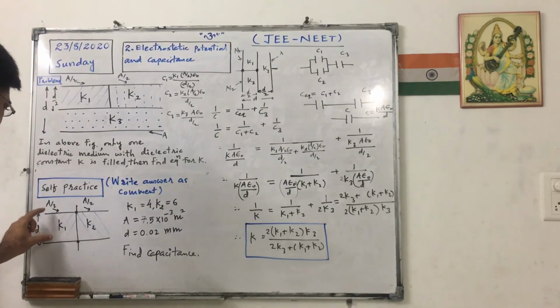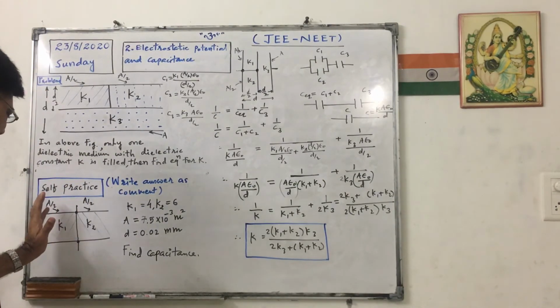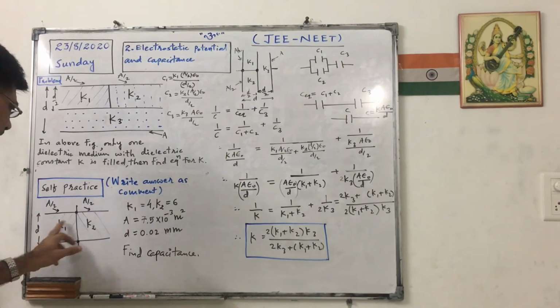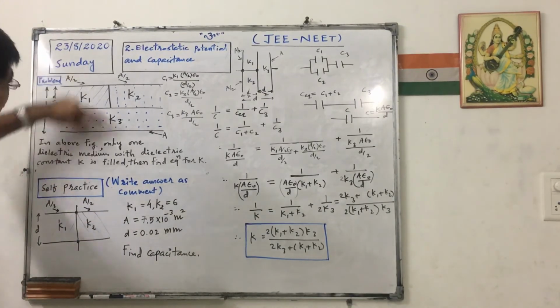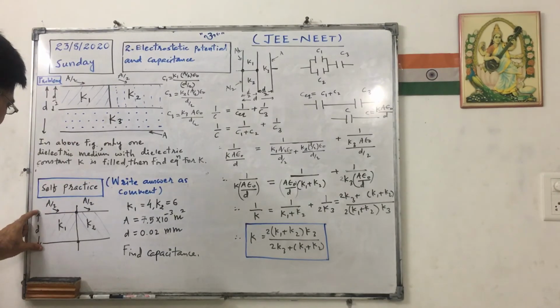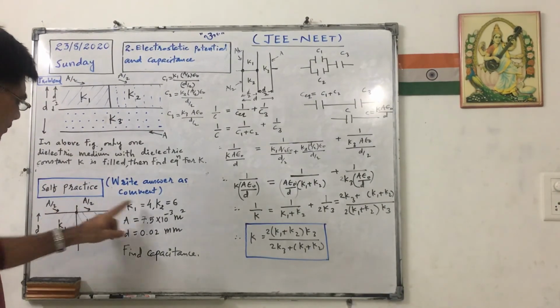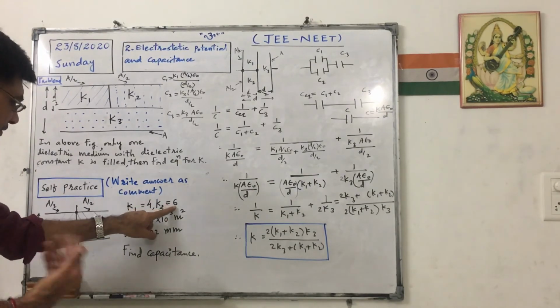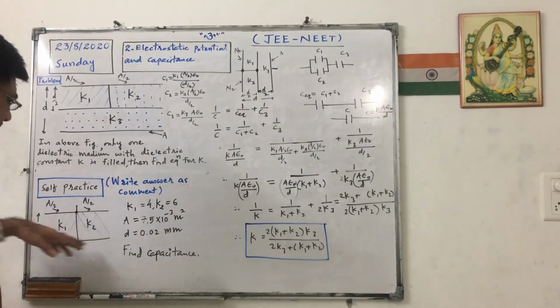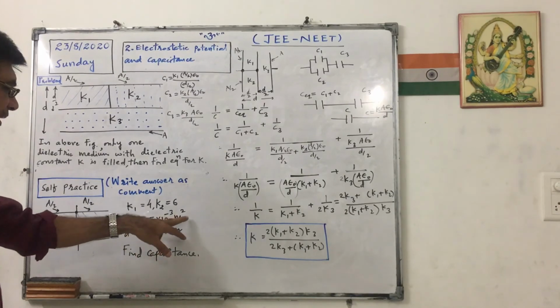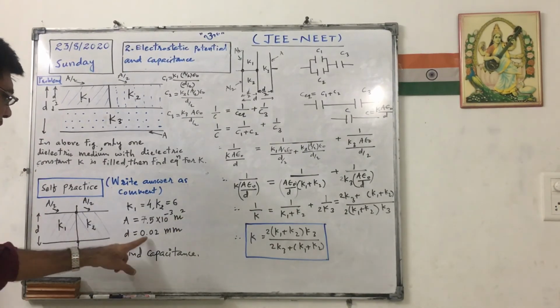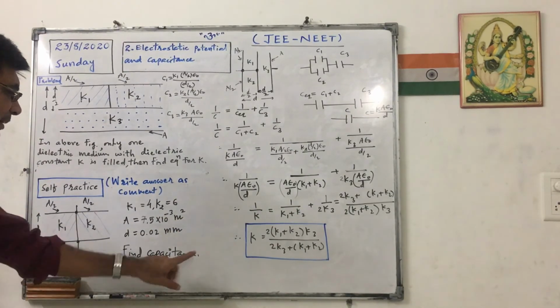There are two media, K1 and K2, having dielectric constants K1 and K2. This is A by 2 as shown here, but the total distance between the two plates is given. K1 equals 4, K2 equals 6. The total area is 7.5 into 10 raised to minus 3 meter square. The distance is 0.02 millimeter. Find the capacitance.